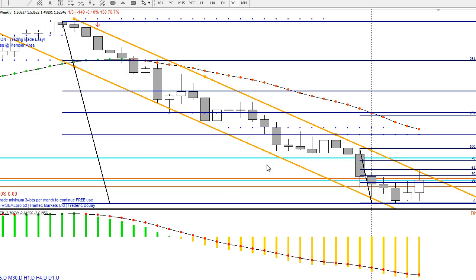So this is the British pound weekly chart, and if you remember last week, we've drawn some Fibonacci and some downtrend channel. What we can see is that basically the currency from the previous move down has retraced the 61.8% Fibonacci and has basically went back down from that level.